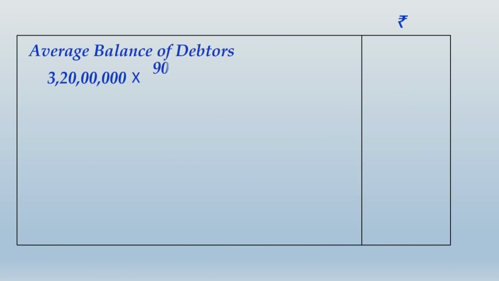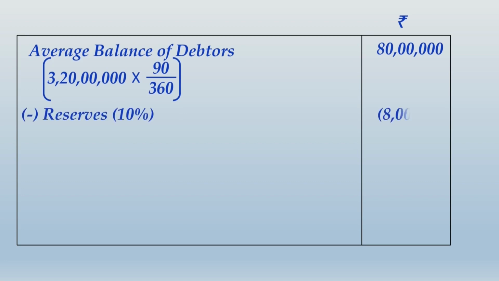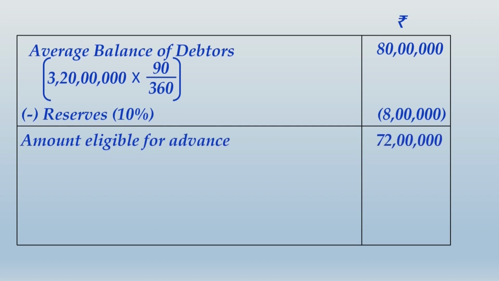In your solution, what you will first do is, you will compute the average balance of debtors. Average balance of debtors will be 3 crore 20 lakhs into 90 by 360, that gives you 80 lakhs. The factor is going to maintain a reserve of 10%. So the amount eligible for advance will be 72 lakhs.